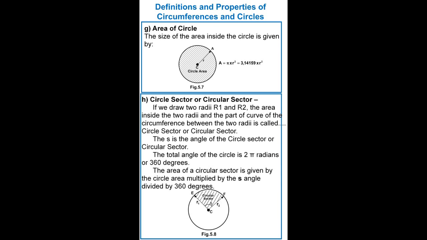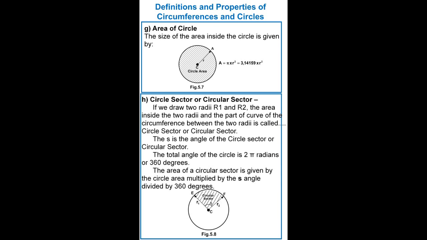In this new slide, in figure 5.7, a circle of a radius r is shown. The area of the circle is given by the multiplication of the constant pi, which has a value of 3.1459, by the value of the dimension of the radius to the square, that is, that multiplies the dimension of the radius by itself.